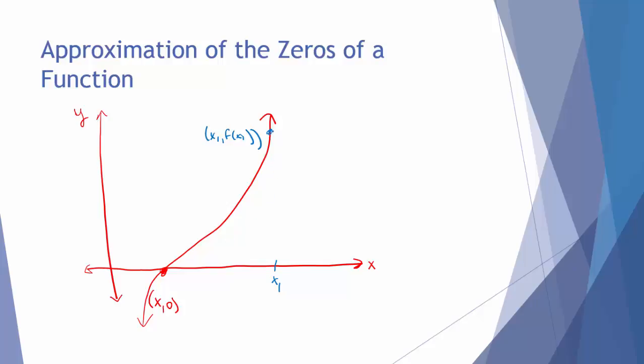Okay? And at that particular point, what we're going to do is we're going to find the tangent line to this curve at that particular point. Let me draw that in. So here's a rough sketch of the tangent line to the curve at that point. And once we have that tangent line, what we want to do is then find the 0 or the root or the x-intercept of the tangent line.